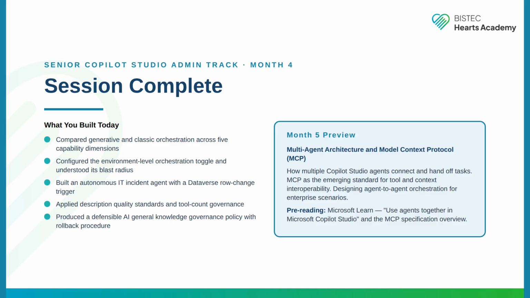Offline milestones before month 5. Verify your autonomous agent has logged at least 5 successful runs from real Dataverse events, not just the test row from today. Submit your governance document for peer review with at least one colleague. Complete both pre-reading items. Timing: 5 minutes.